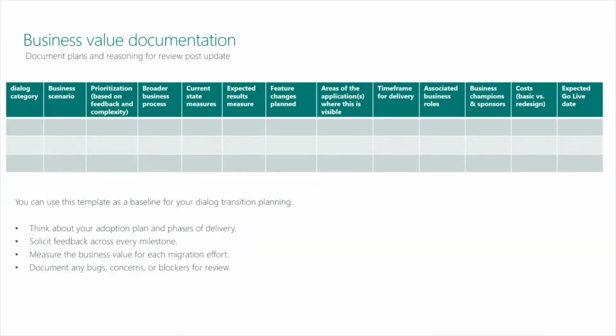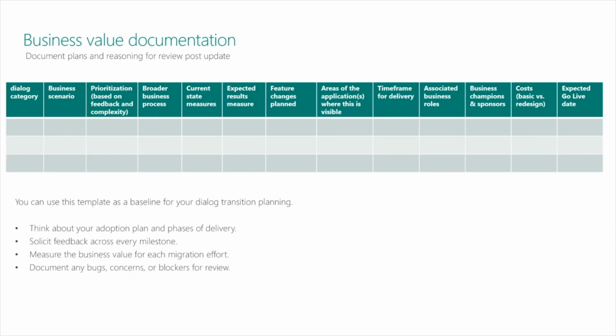This is one good example of a template that you can use as a baseline for your transition dialogue planning. If you look here, you basically start breaking down your dialogues into categories, business scenarios, and prioritization based on the feedback from the business. What's the broader business process? What's the current state? What's the expected result? I'm not going to go through each one of these columns, but this will be made available for you later on.